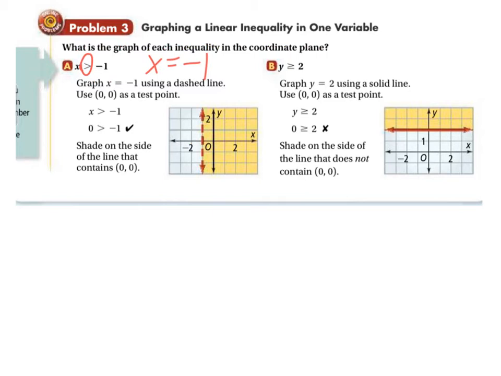Now again, I also expect that you know by now what y is equal to 2 looks like. So y equals 2 is obviously this horizontal line at y is 2. Notice again, right there, y is 2. And which way do I shade? Again, y gets bigger going up, so I shade upward, the upper half plane.